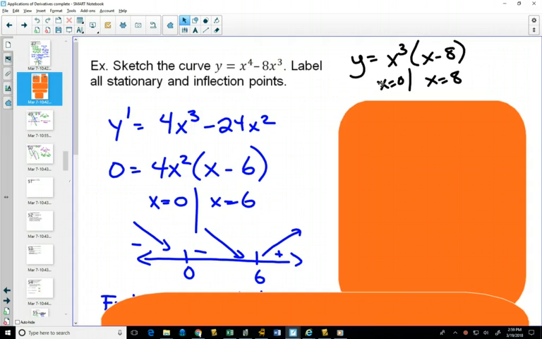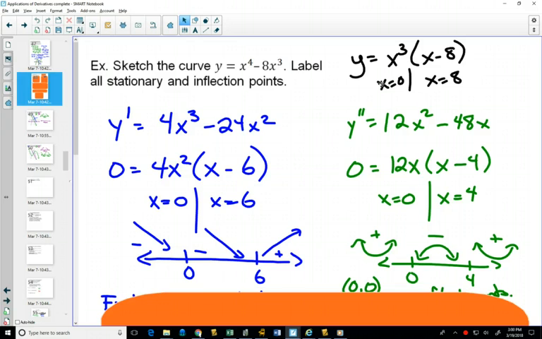Now, when we look at our second derivative and testing for concavity, that sign diagram in the second derivative is not your second derivative test. But you can check to see if you got those values right.